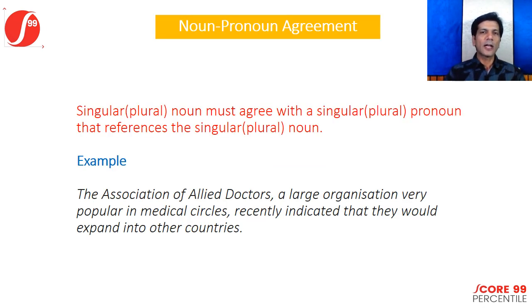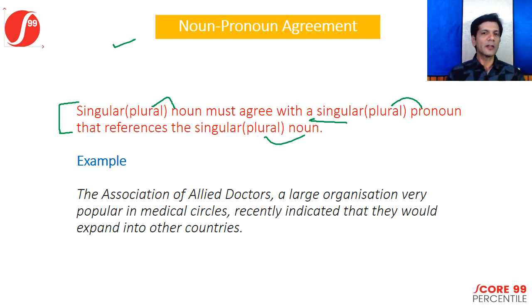Now, what you see on your screen is the first model, which is your noun pronoun agreement. Now, this is extremely simple. What this says is this. When you have a singular noun, then that singular noun must agree with a singular pronoun that references the singular noun in the context. Or when you have a plural noun, that plural noun must agree with the plural pronoun that references the plural noun in the context.